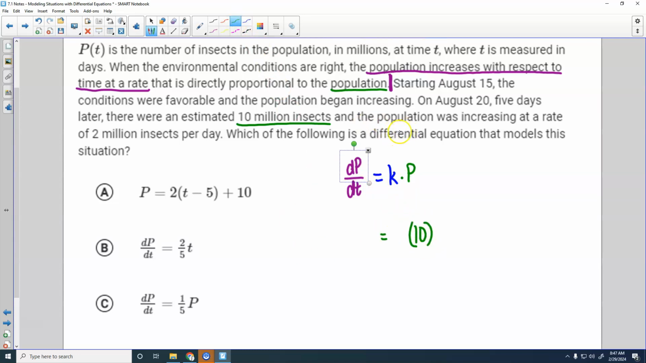All right. And the population was increasing at a rate of 2 million insects per day. Where does that go, 2 million insects per day? That's the rate that P is changing, insects per day. That goes over here, too. And then we can put our K right here. And to solve for that K, we just need to divide by 10. And we will get 1/5 equals our K. So C is going to be our answer.